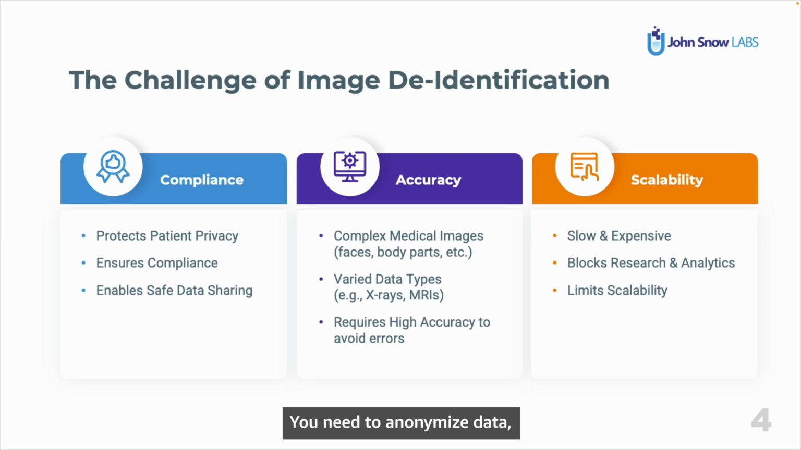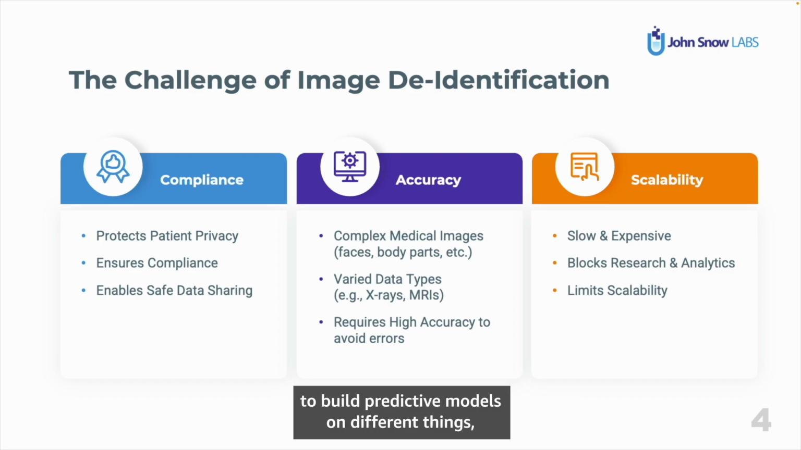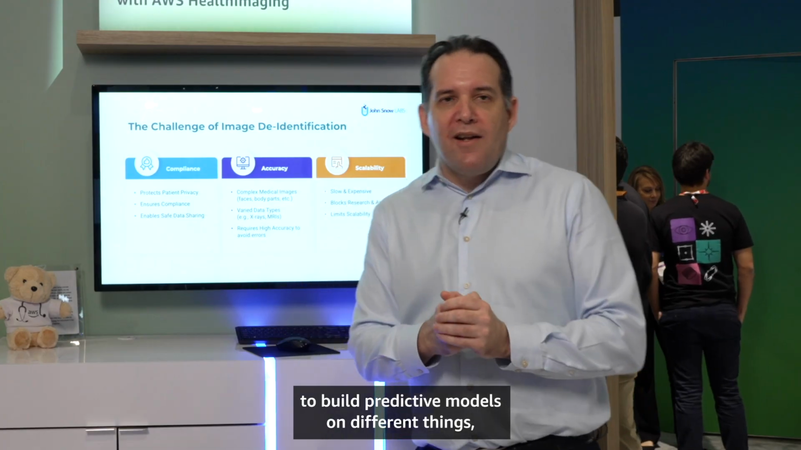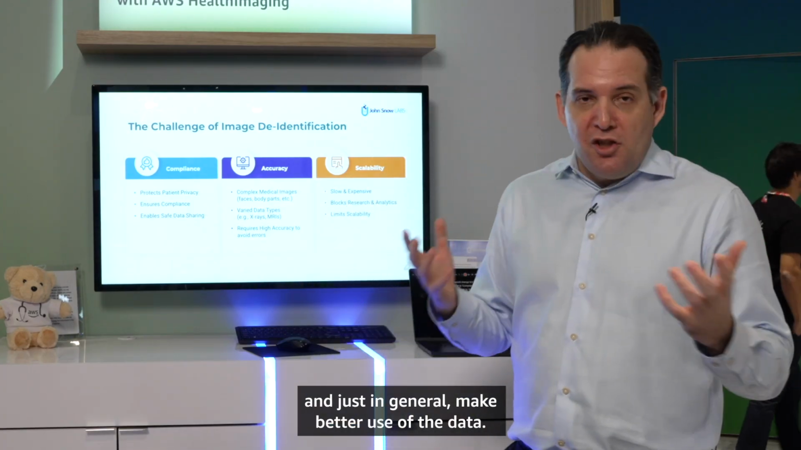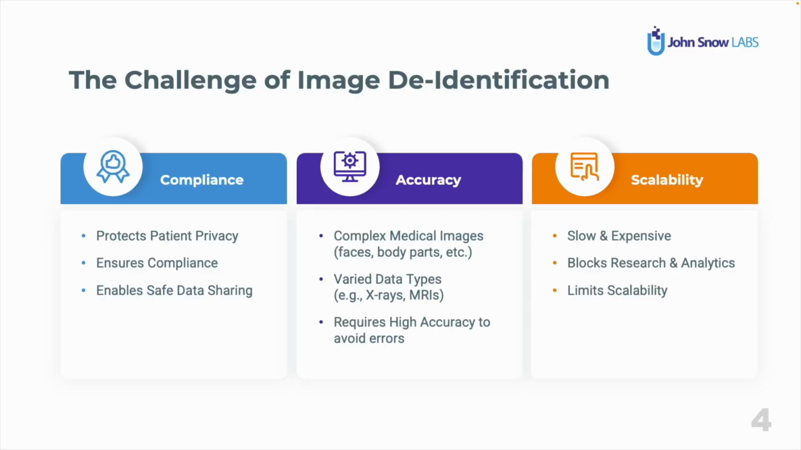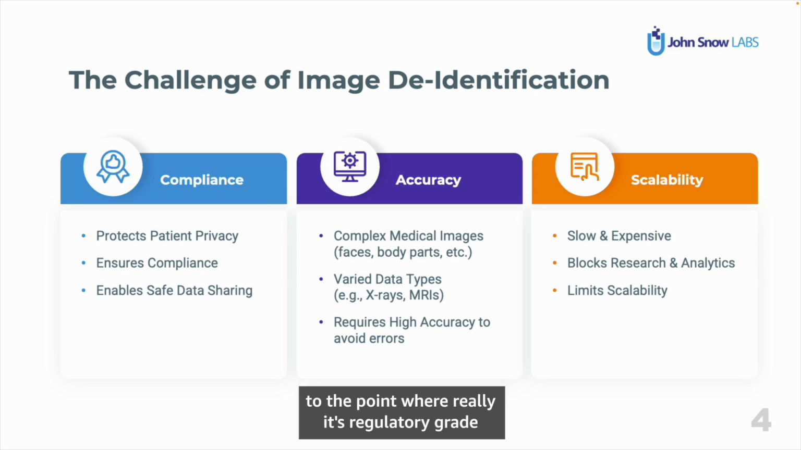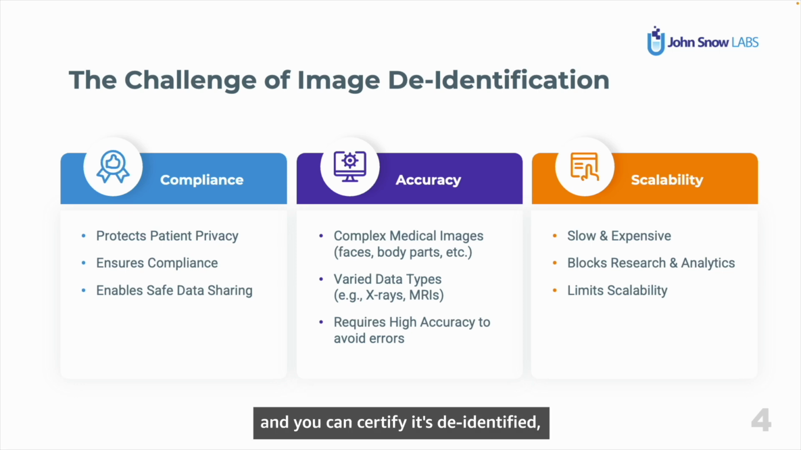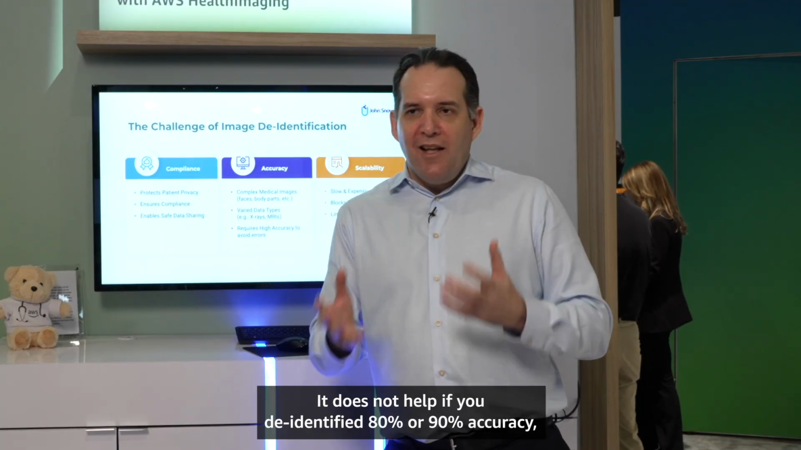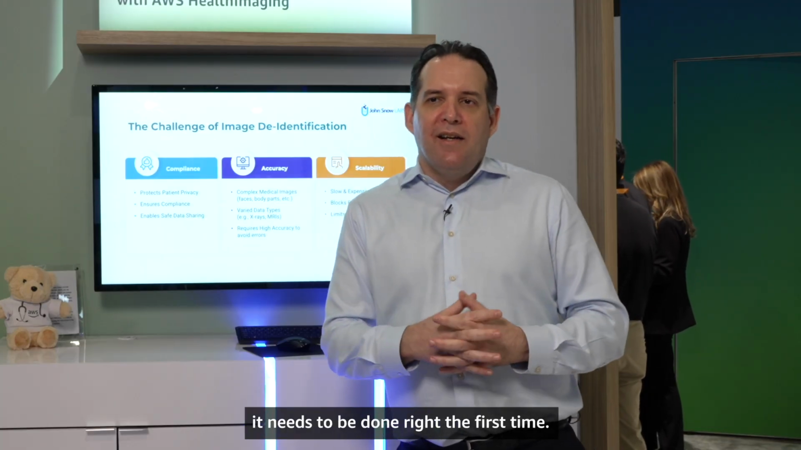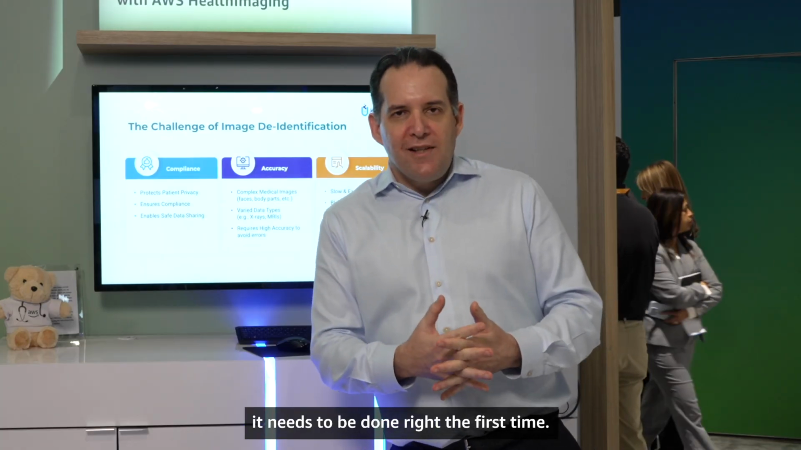You need to anonymize data so that you can share it for research purposes, do a lot of the secondary uses, be able to build predictive models on different things, and just in general make better use of the data. When you de-identify, you either do it at a very high accuracy to the point where really it's regulatory grade and you can certify it's de-identified, or it's not good enough. It does not help if you de-identify at 80% or 90% accuracy. It needs to be done right the first time.